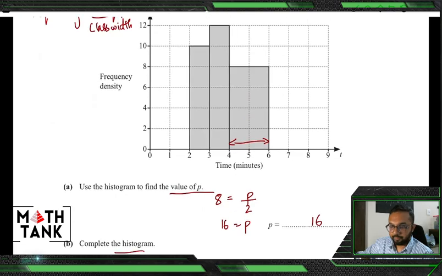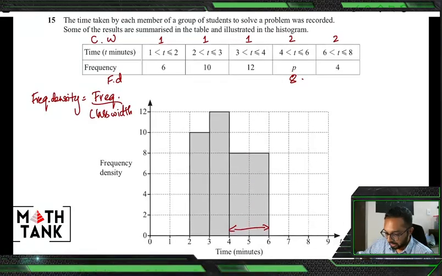Complete the histogram. So there are two bars missing. One is a bar that is from 1 to 2. I will need its frequency density. So that's 6 divided by 1. That's also 6. So I'm going to draw a bar here from 1 to 2.